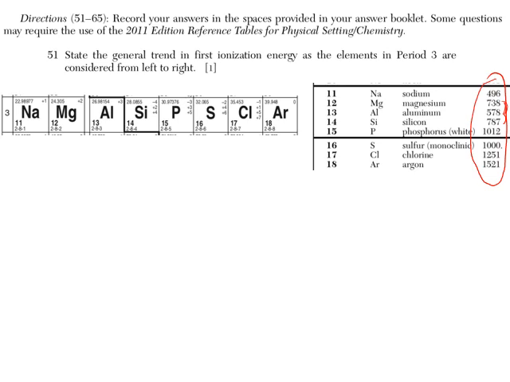So for number 51, I'm going to say that ionization energy increases left to right. Write an actual sentence. Don't write this shorthand like I'm doing. But ionization energy is going to increase from left to right. You don't need to write a complete sentence for this, but something like that.